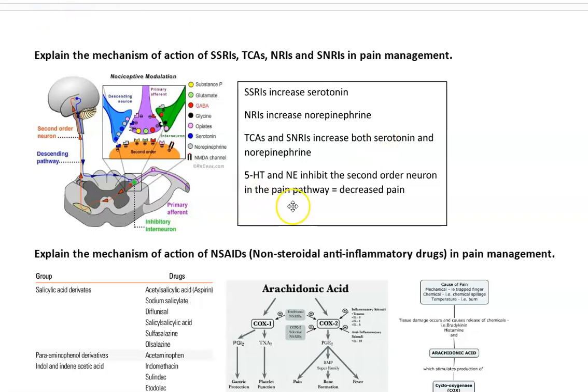And when you increase serotonin and you increase norepinephrine, those are both going to inhibit that second order neuron in that pain pathway, and so you're going to decrease pain. So often these are used in treatment for depression, but can also be useful in pain management as well.